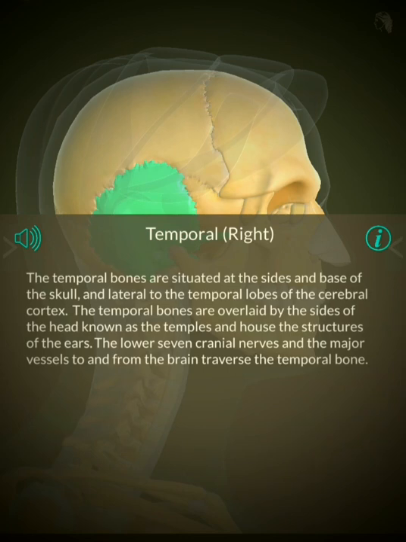The temporal bones are situated at the sides and base of the skull, and lateral to the temporal lobes of the cerebral cortex. The temporal bones are overlaid by the sides of the head known as the temples and house the structures of the ears. The lower 7 cranial nerves and the major vessels to and from the brain traverse the temporal bone.